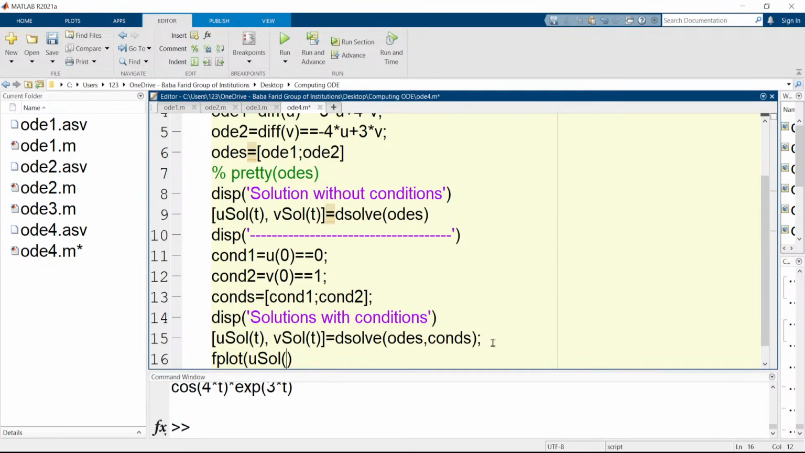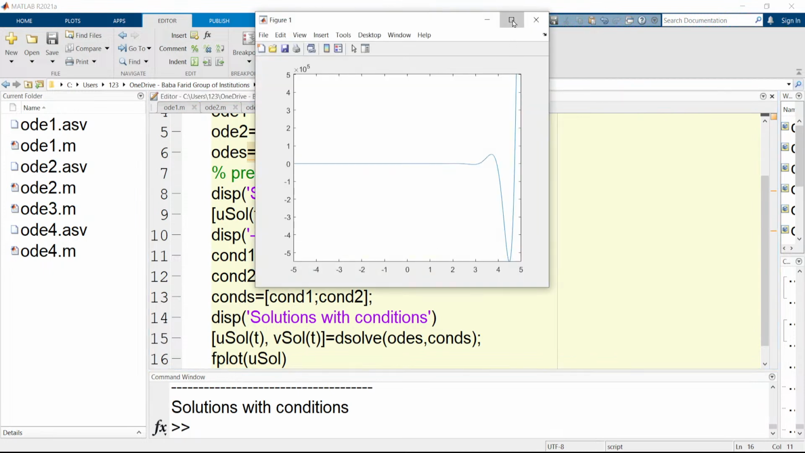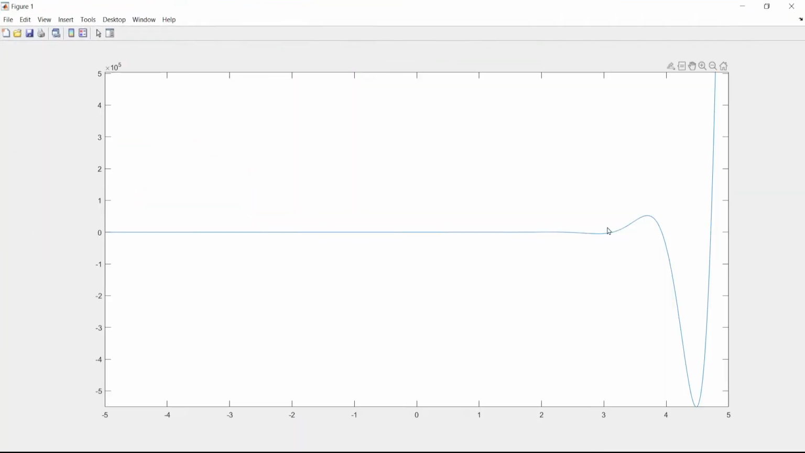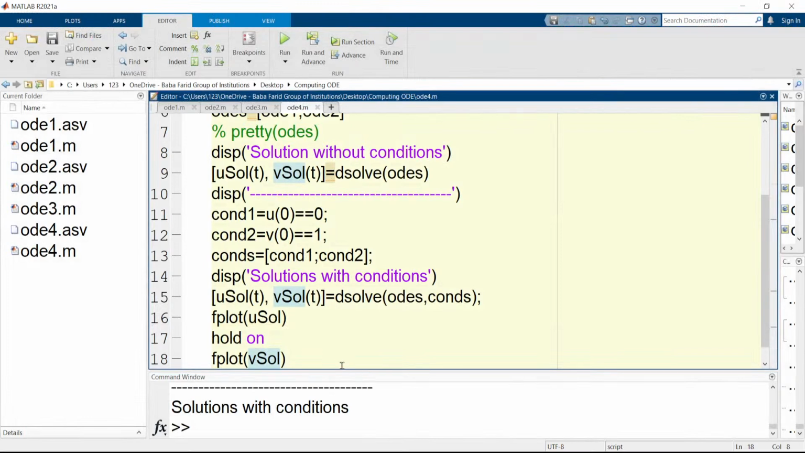Okay, you can use only this thing. And when you execute this statement, you have one graph. You can see this is the graph for only u. Which one is for u and which one is for v? For that purpose, we need to insert a legend here.